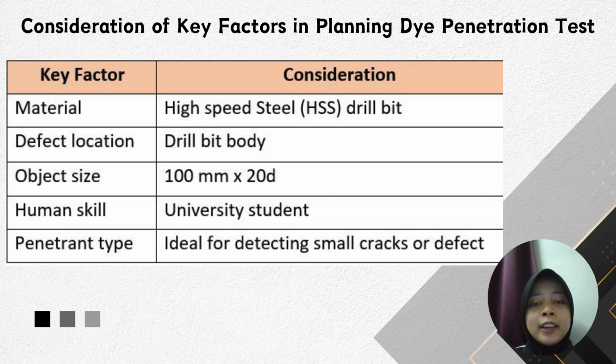Consideration of key factors in planning dye penetrant tests. Key factors and considerations, number 1. Material: high speed steel drill bit. Defect location: drill bit body. Object size: 100 mm body length and 20 mm diameter. Human skill: university student. And the penetrant type is ideal for detecting small cracks or defects.